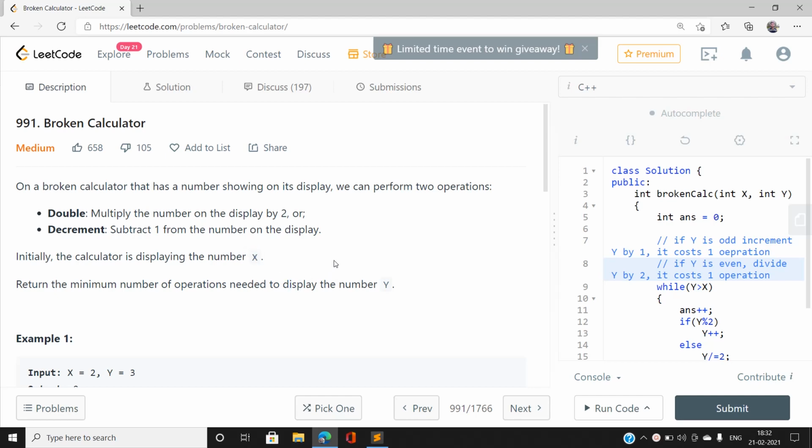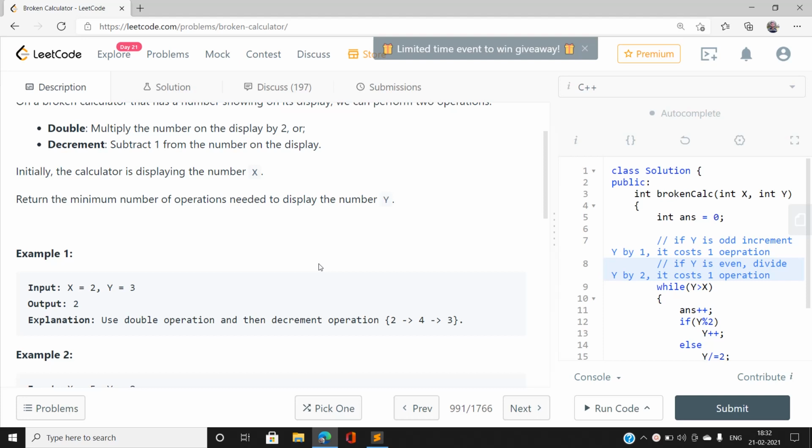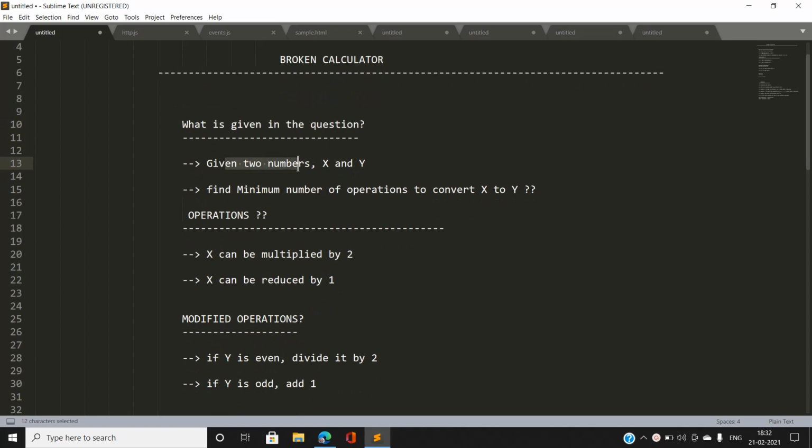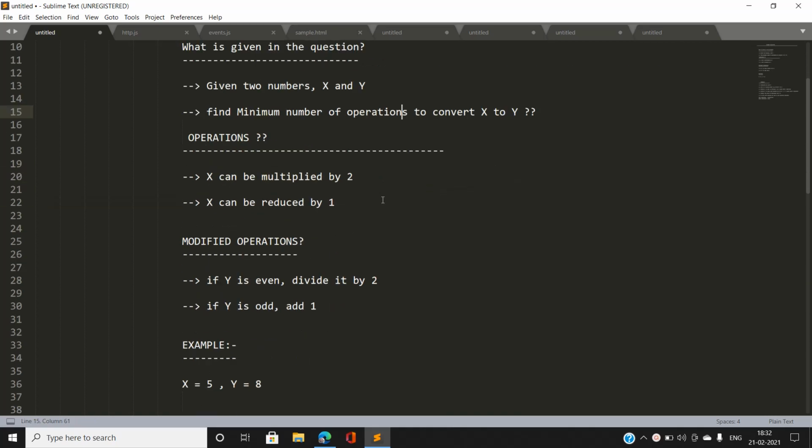So how we are going to do this problem and how we are going to analyze this problem, let's go further. Okay, so let's go in detail. What is given in this question actually? Basically we have been given two numbers x and y, and we have to find the minimum number of operations to convert x to y. Now what are these operations? Note that there are only two operations, either we can multiply our current number by 2 or we can reduce my current number by 1.